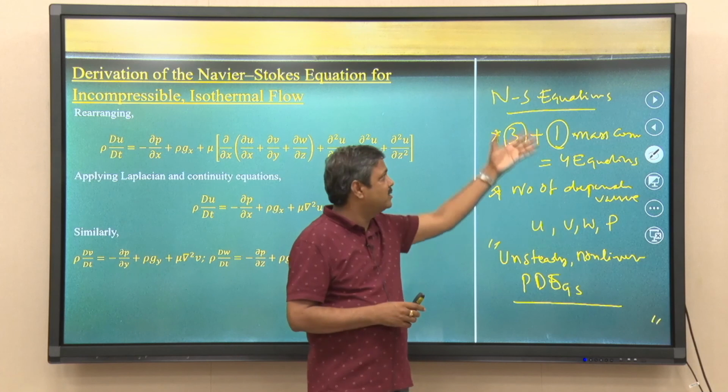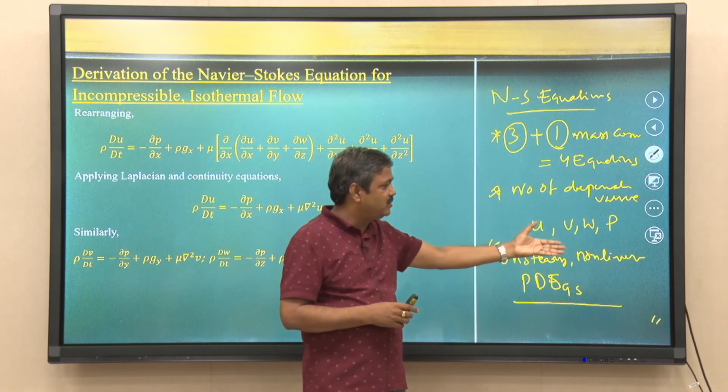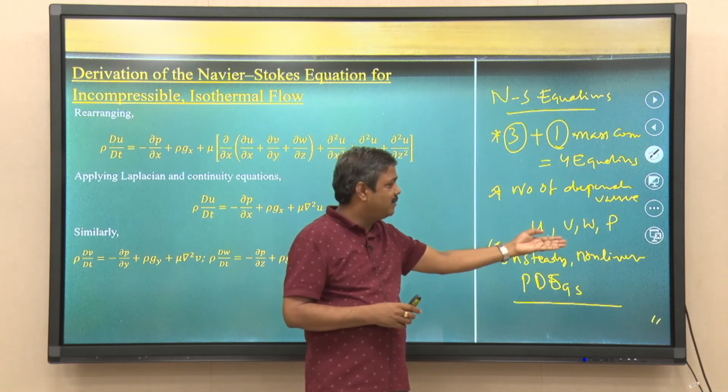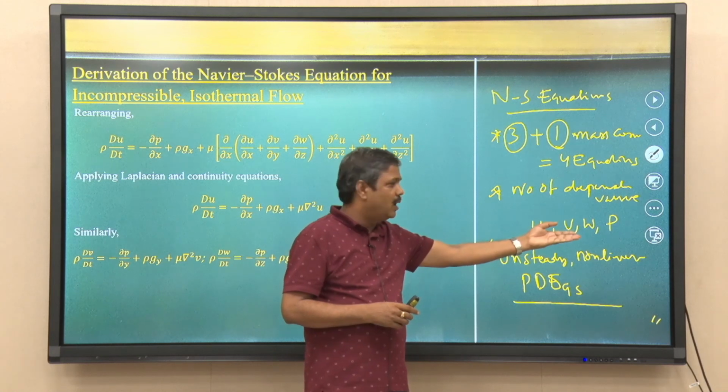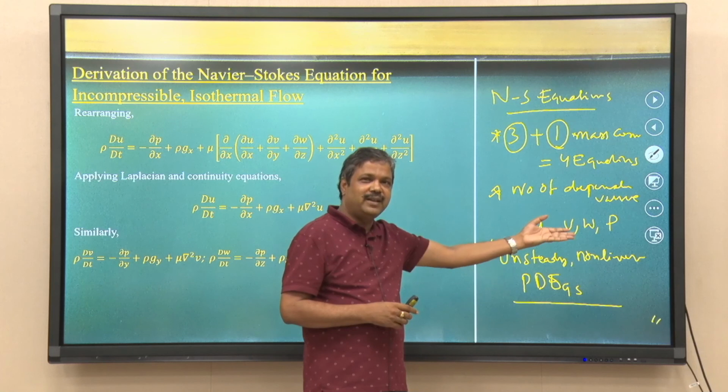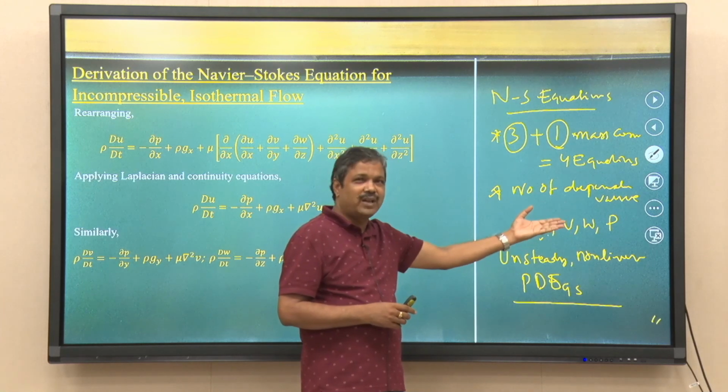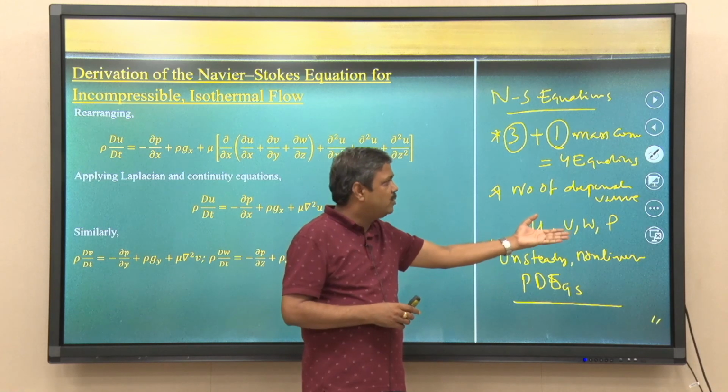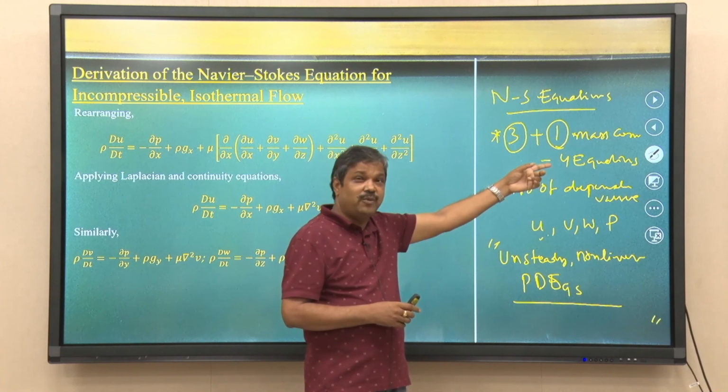Density is not there because the flow is incompressible. So, if you look at it, you have u, v, w and the pressure, that is 4 unknowns for me, 4 dependent variables. I have to derive them as functions of space and time. That is my solution for a particular fluid flow problem, by solving these 4 equations.